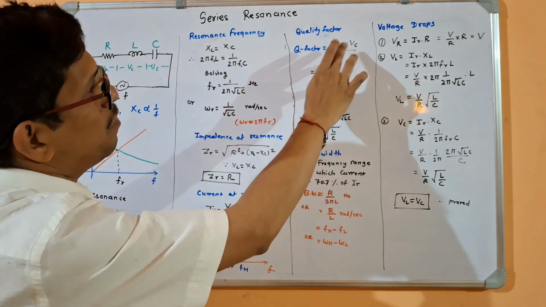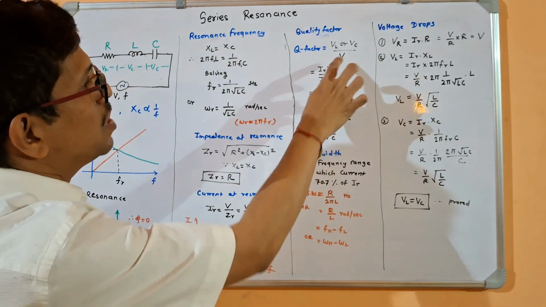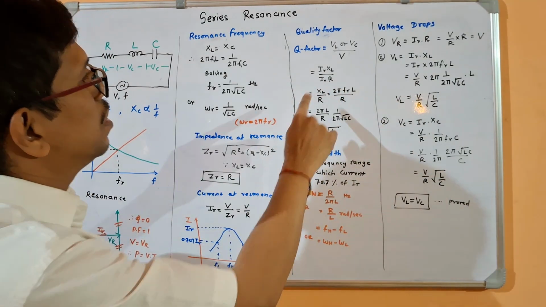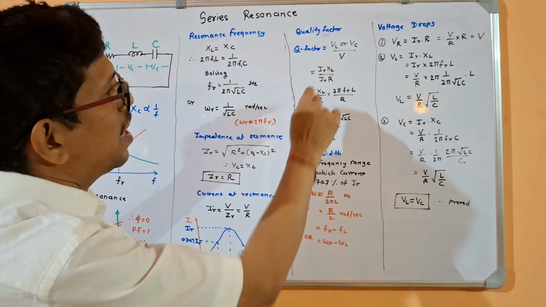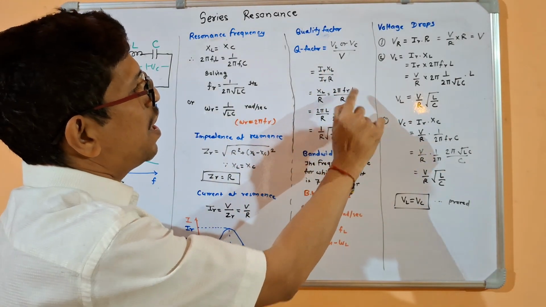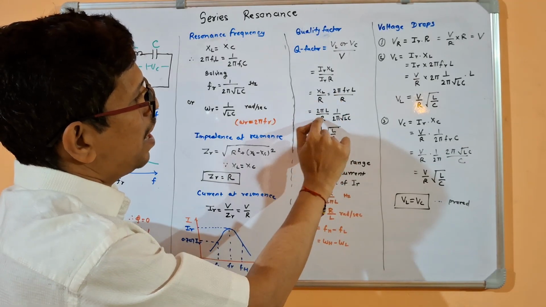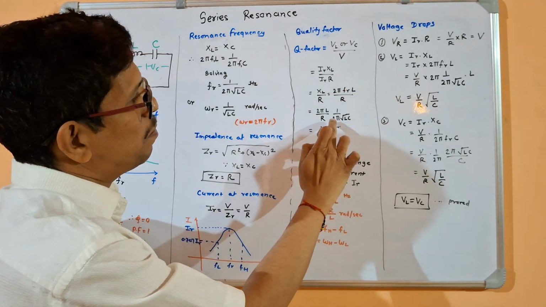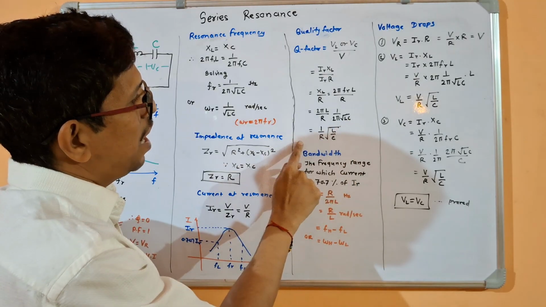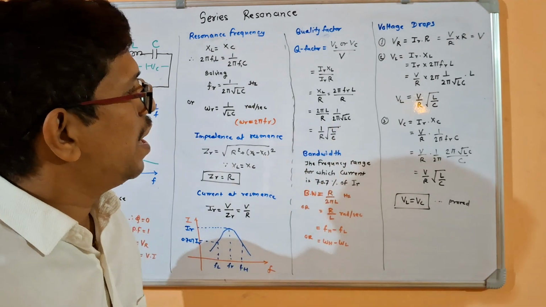So what is VL? We will take only VL, IR into XL, and what is V? It is IR into R. Okay, so XL by R, this IR will get cancelled, but what is XL? It is 2 pi FRL, and therefore if I rearrange the term 2 pi L by R, and instead of FR we will put the formula for that 1 upon 2 pi under root LC. Finally I will get Q factor as 1 by R under root of L by C.